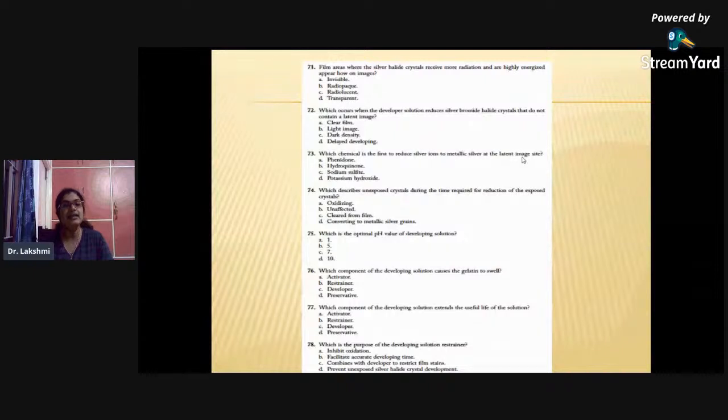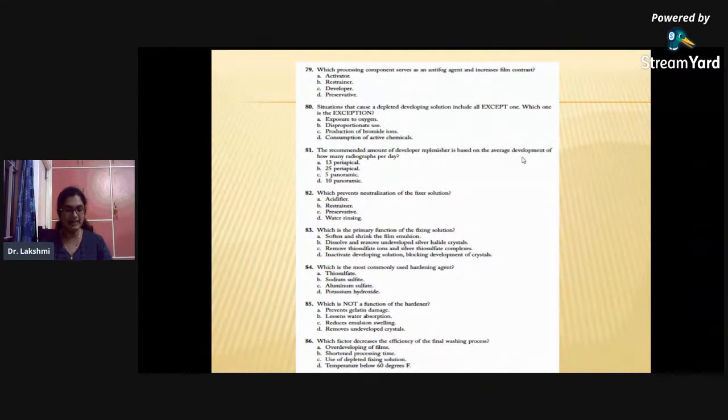Okay, and then 76, which component of the developing solution causes the gelatin to swell? That is the first one, the activator. Okay, which component of the developing solution extends the useful life of the solution? That is D, that is preservative. Okay, and 78th question, which is the purpose of the developing solution restrainer? Okay, what is the purpose? That is prevent the unexposed silver halide crystal development. That is D. Option for 78th question will be D.